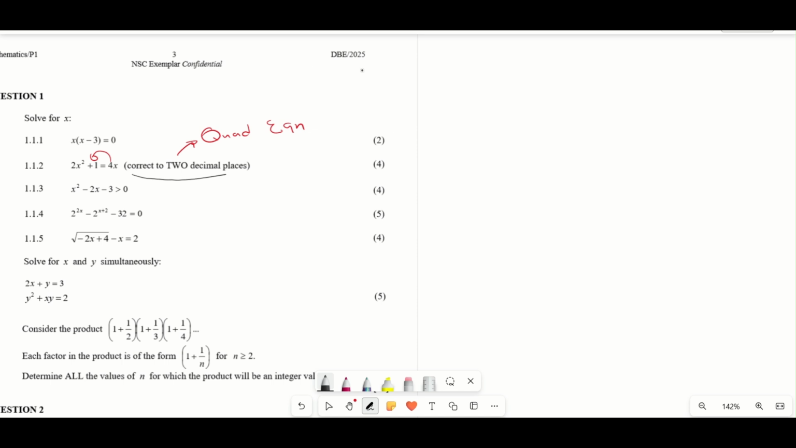Let's move on to 1.1.4. So for 1.1.4, I have 2^x minus 2^(x+2), and then minus 32, which is equal to 0.